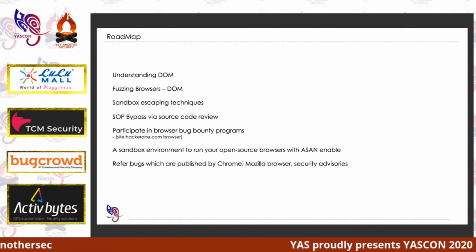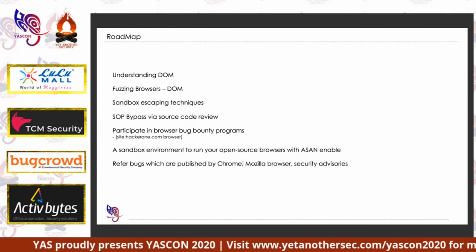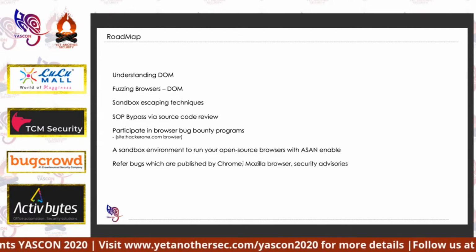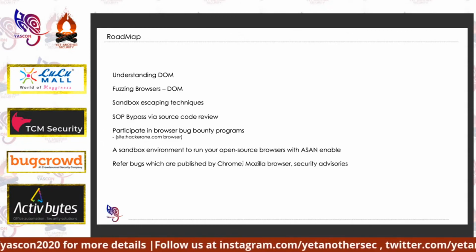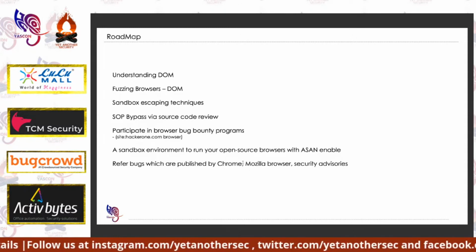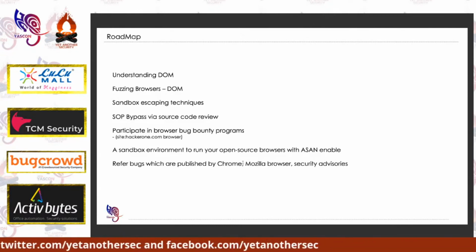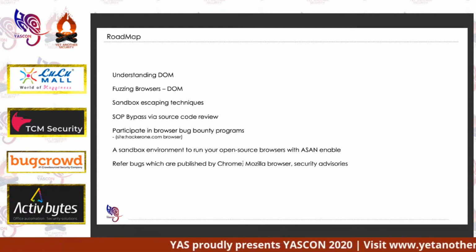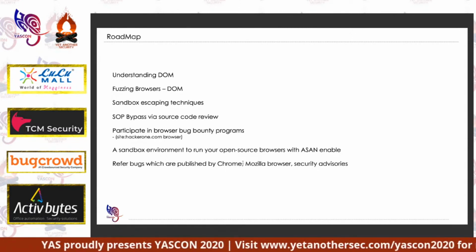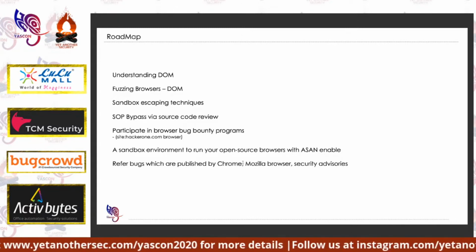You can have a sandbox environment to run an open source browser with ASAN enabled. Now, ASAN is AddressSanitizer. What you can do is have a sandbox environment or a VM where you are running Firefox or Chrome with ASAN enabled. So whenever you trigger a crash, or whenever there is a memory leak or something else, ASAN will quickly detect it at runtime. That can be one of the quick wins to understand how things work in browsers. Refer to the bugs published by Chrome, Mozilla, or any other security advisories from the browser vendors.